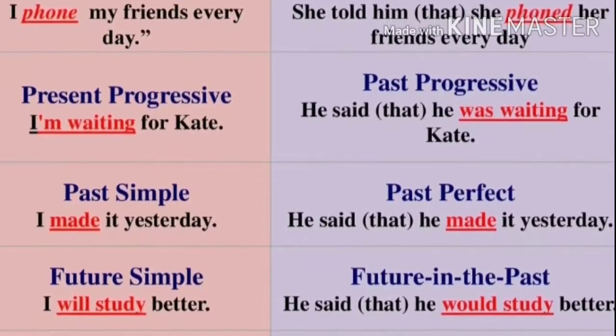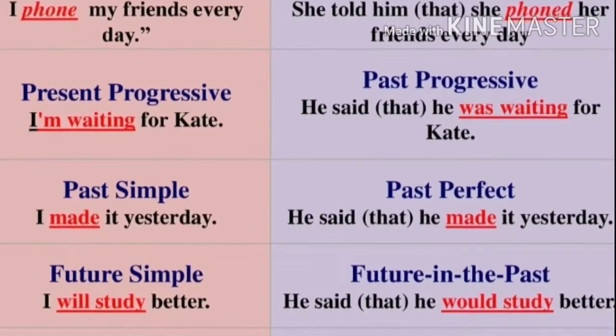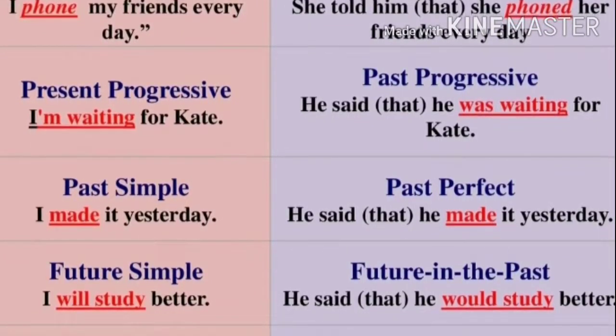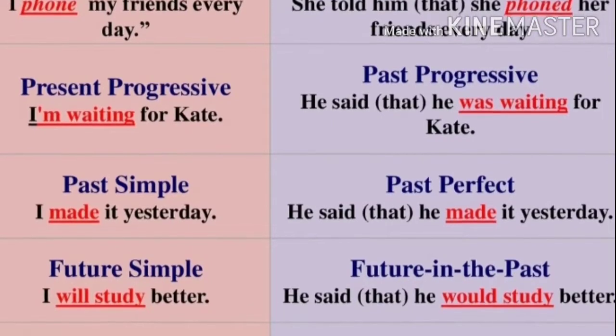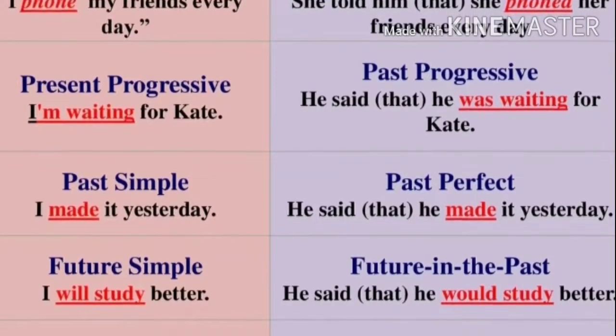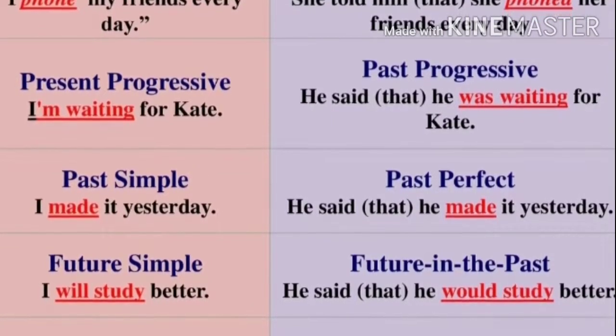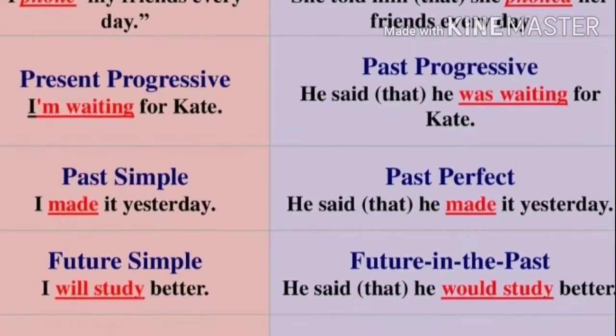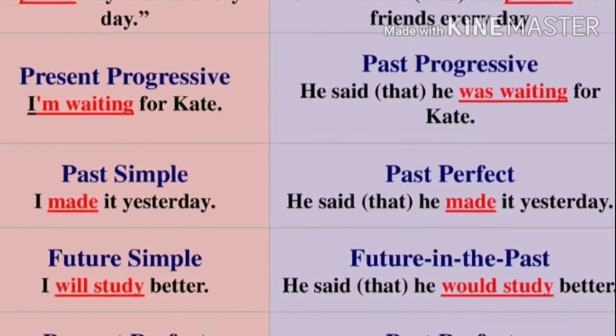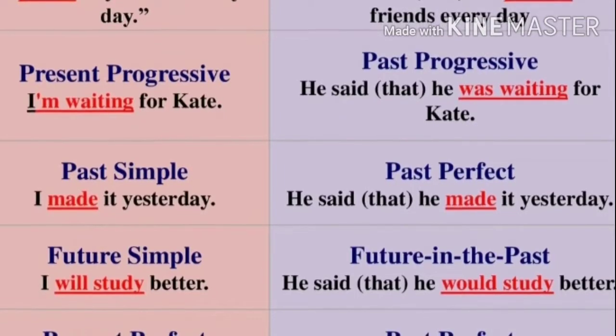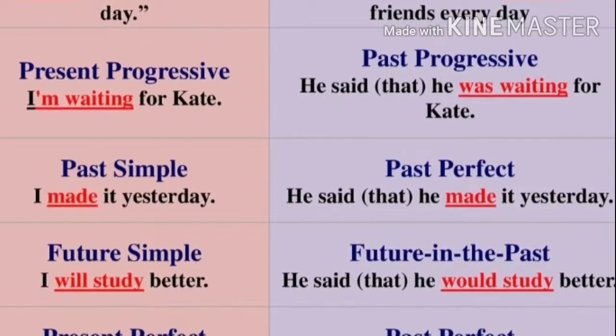Alright, see the next example, your past simple: I made it yesterday. So it will be changed to past perfect, and here is the example: he said that, you are going to add the conjunction that over here, he said that he made it yesterday. Alright, or students, in spite of using yesterday, you could also use the previous day.